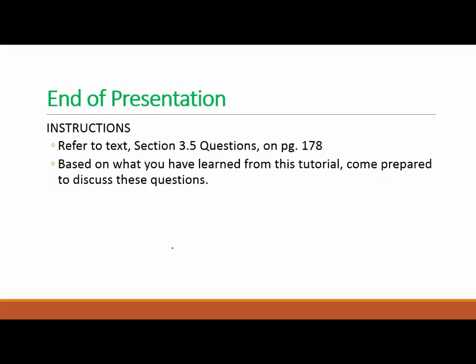Much of what I've talked about is in the Nelson textbook, so you can read through those pages. In addition, have a look at the section 3.5 questions on page 178. Skim through those. You should be able to answer those questions based on this tutorial if you understand, and you should be able to come prepared to discuss these questions.